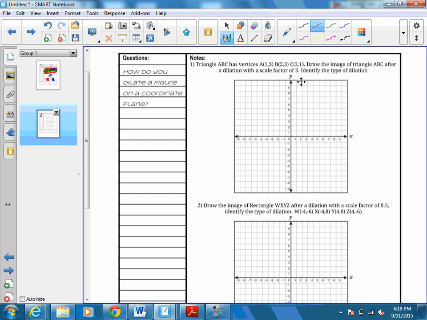So for A at 1 comma 3, all right, that's A. B is at 2 comma 3. All right, and C is at 2 comma 1. So I should have that small triangle right there. So it told me that I have a scale factor of 3.